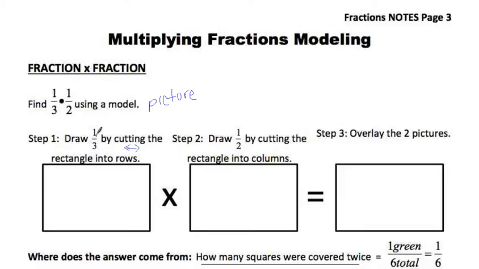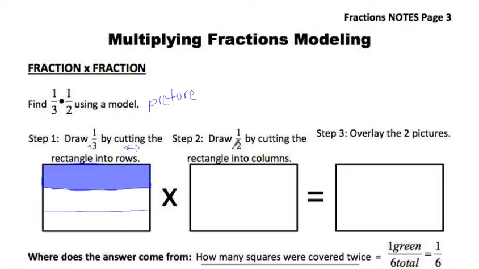So we're going to draw 1/3 by cutting the rectangle into rows. Well, the denominator's 3, so I need to break it into 3. And I need to color one of those. I'm going to use blue and yellow highlighter. I would recommend that you use blue and yellow markers, colored pencils, or crayons for this so that you can actually see what you are coloring at the end. So I'm going to color 1/3 of this, and that is blue. Okay.